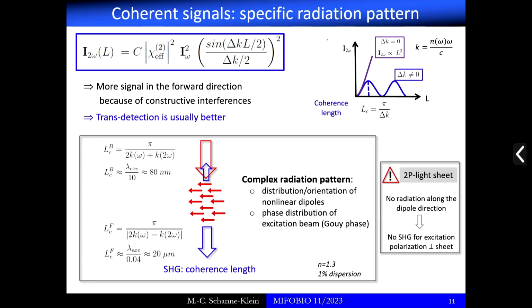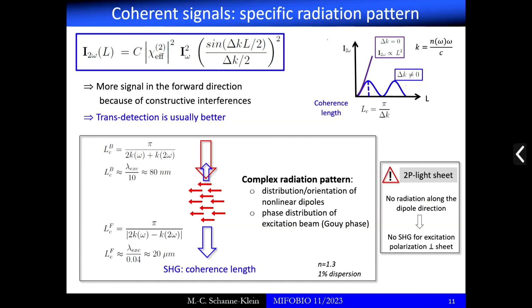But for larger assemblies, there is more signal in the forward direction. Just to mention something about two-photon light sheet, because in two-photon light sheet, we may use some second harmonic generation. But here, you see that there is no radiation along the direction of the dipole.